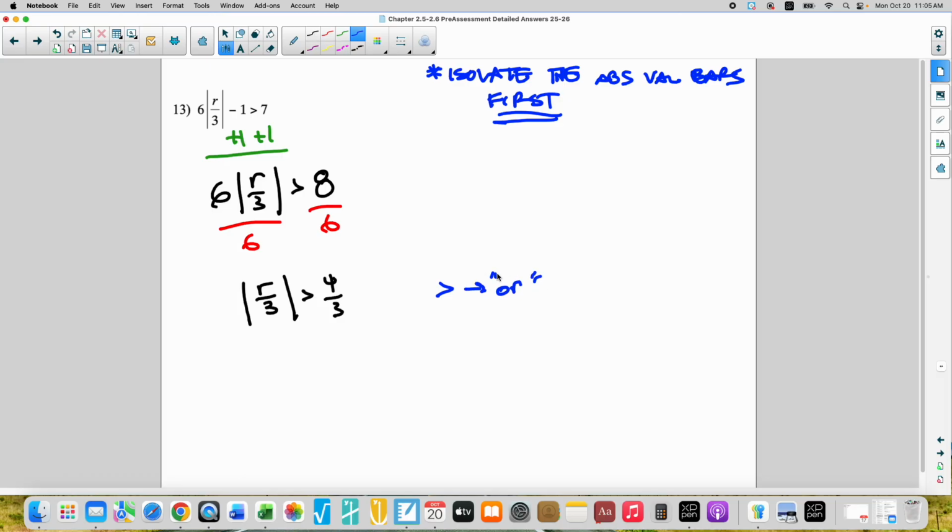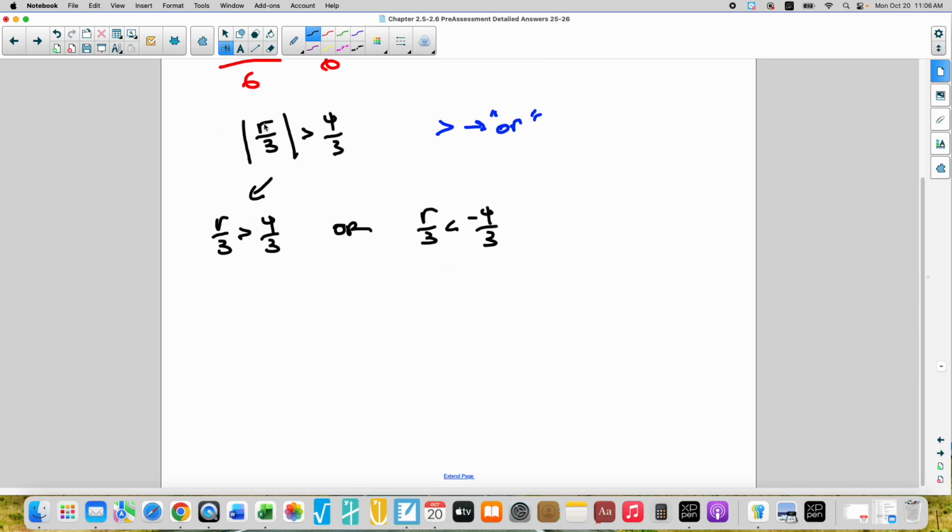Or statement. So we know that we're going to write two statements. r divided by 3 is greater than 4/3, or r divided by 3 is less than negative 4/3. We're going to multiply by 3, which is the inverse of dividing by 3. Gives me r is greater than 4. The 3's cancel. We're going to multiply both sides by 3. Gives me r is less than negative 4. It's an or.